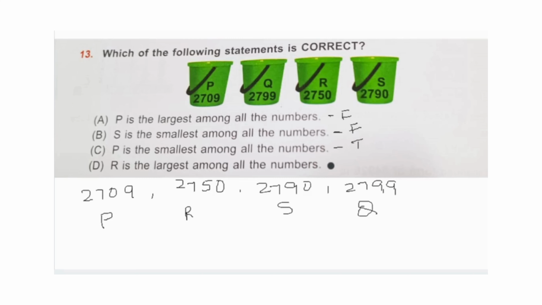Let's look at the final option, which says R is the largest among all the numbers. But R is not the largest. 2750 is not the largest number. 2799, which is Q, is the largest number. So let's mark this as also false. So based on our evaluation, we found out the correct option is option C.